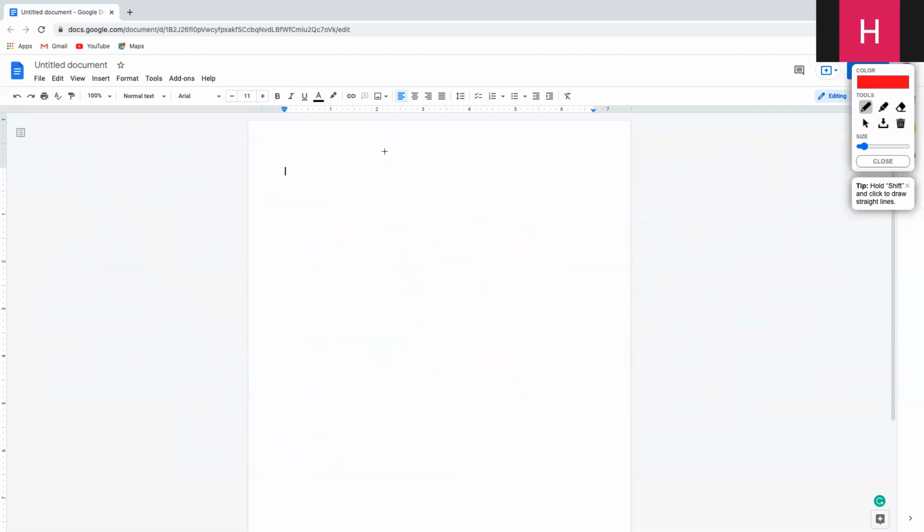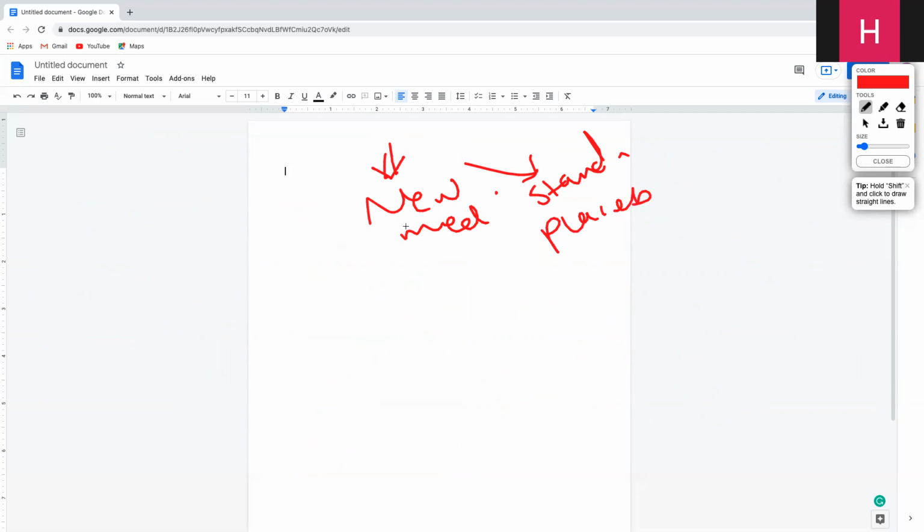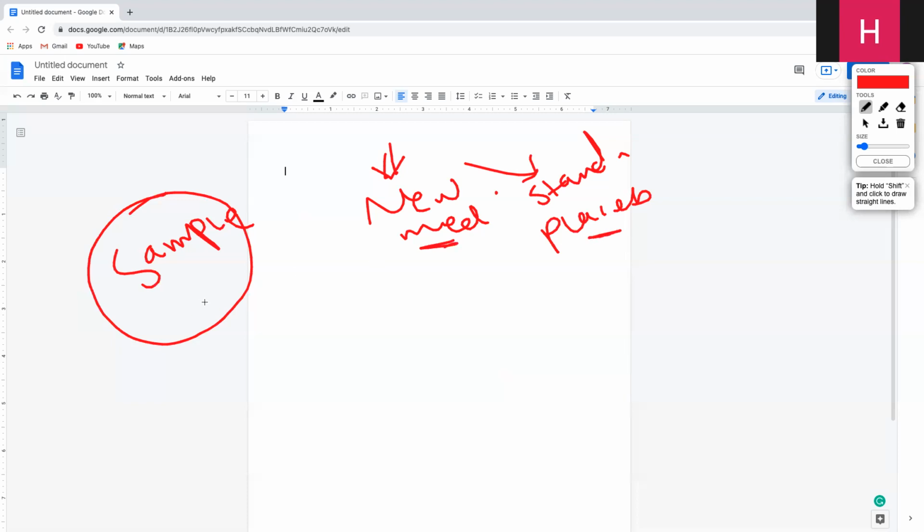You will come, and you have a new medication, versus a standard or placebo, standard medication, or simply the placebo medication. And then you will take a sample. This is your sample, and you want to see the effectiveness of this medication and this medication on the outcome of interest.